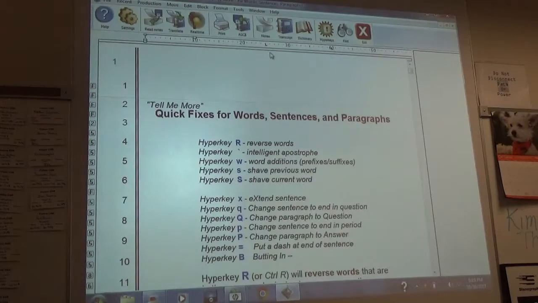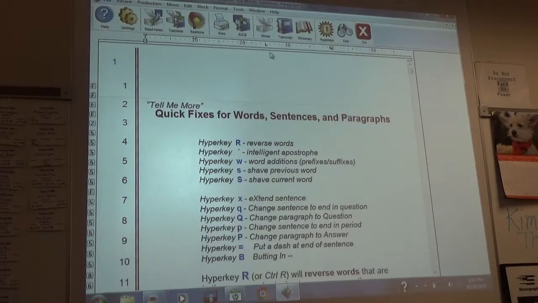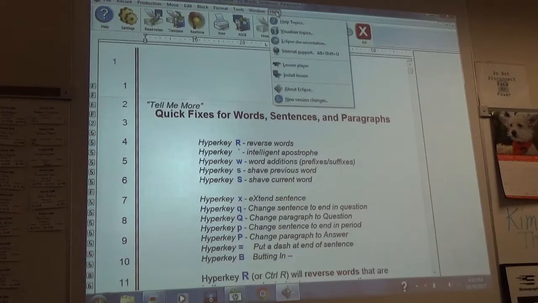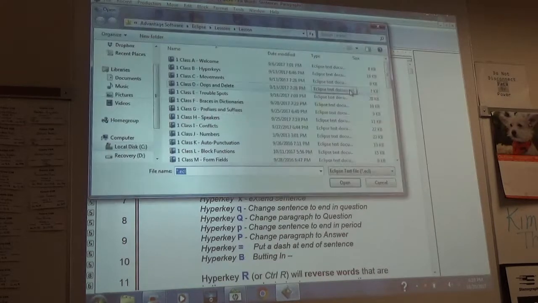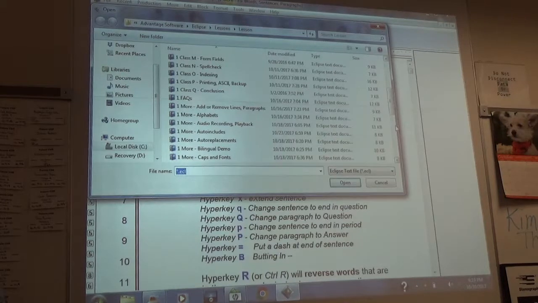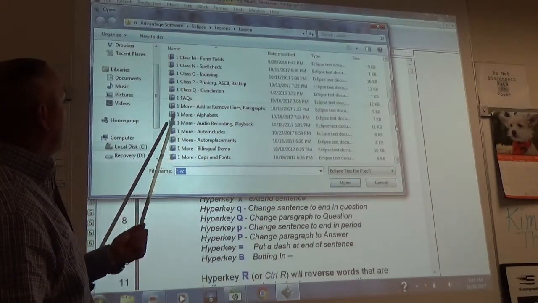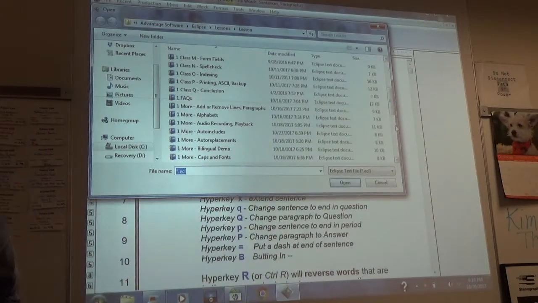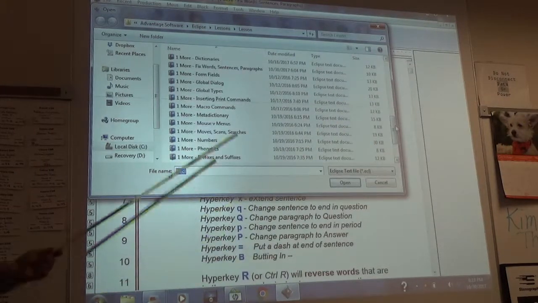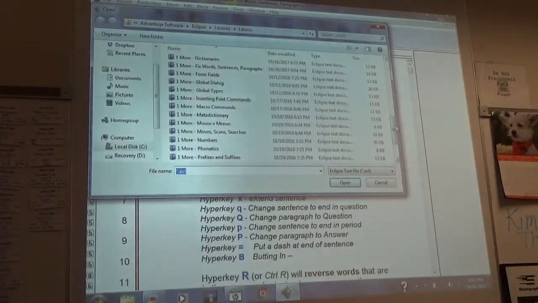So today we're talking about fixed words, sentences, and paragraphs. It's on the bottom, guys. So when you go in, instead of class, we're in the one mores. See how it has one class, and so on? Now we're in the one mores, and we're in the fixed words, sentences, and paragraphs. Okay?